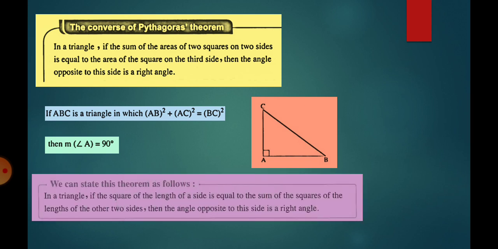90 degrees. We can state this theorem as the following. In a triangle, if the square of the length of a side is equal to the sum of the squares of the lengths of the two other sides, then the angle opposite to this side is a right angle.